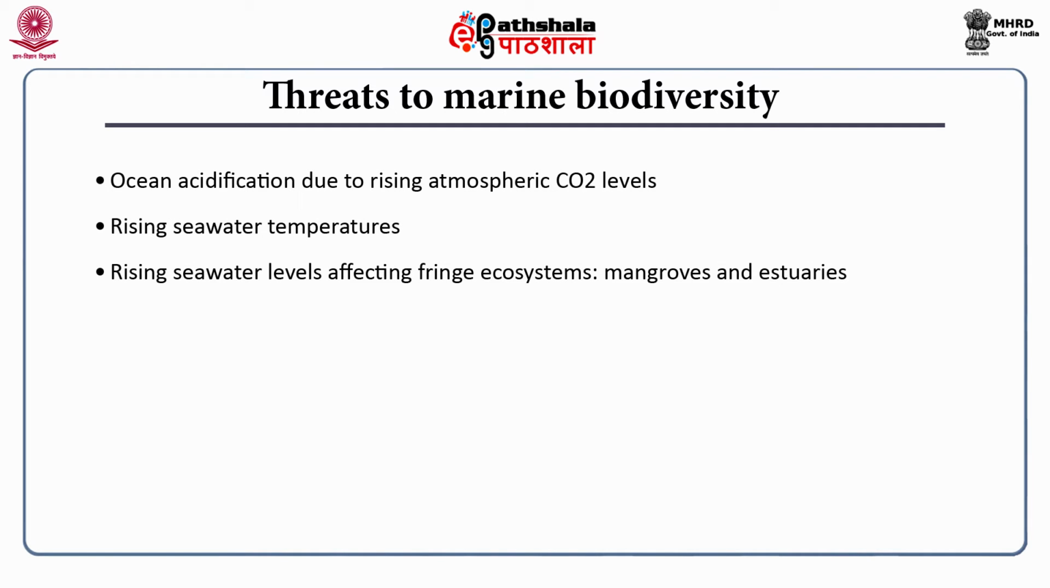Rising seawater levels affect the fringe ecosystems, mangroves and estuaries. Seawater level is rising because of a lot of factors, especially global warming. A number of glaciers are melting, as well as Antarctica and, in Greenland, the massive ice sheets are melting, so that is also contributing to the rise in sea level. So the rise in sea level is actually affecting most of the coastal zones of the world.